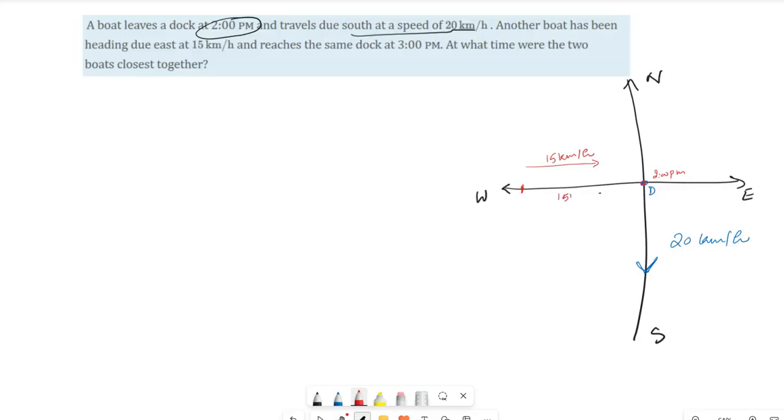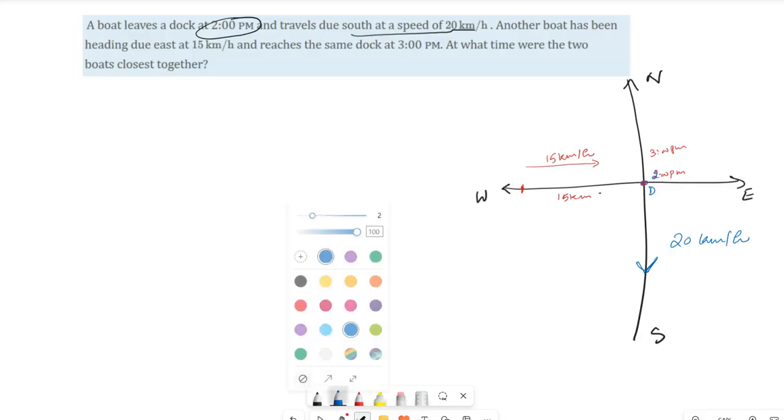So in 1 hour, how much would it have traveled? 15 kilometers. That means it starts to the left of the dock, 15 kilometers away. It traveled for 1 hour to reach the dock at 3 p.m. So the red one reaches the dock at 3 p.m. The blue one starts at the dock at 2 p.m. That's what is given.